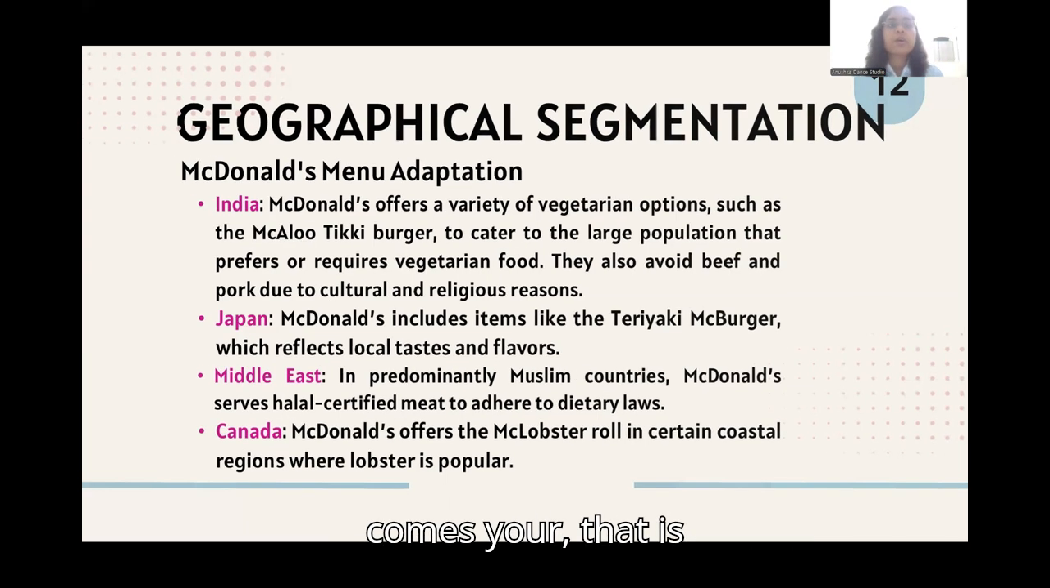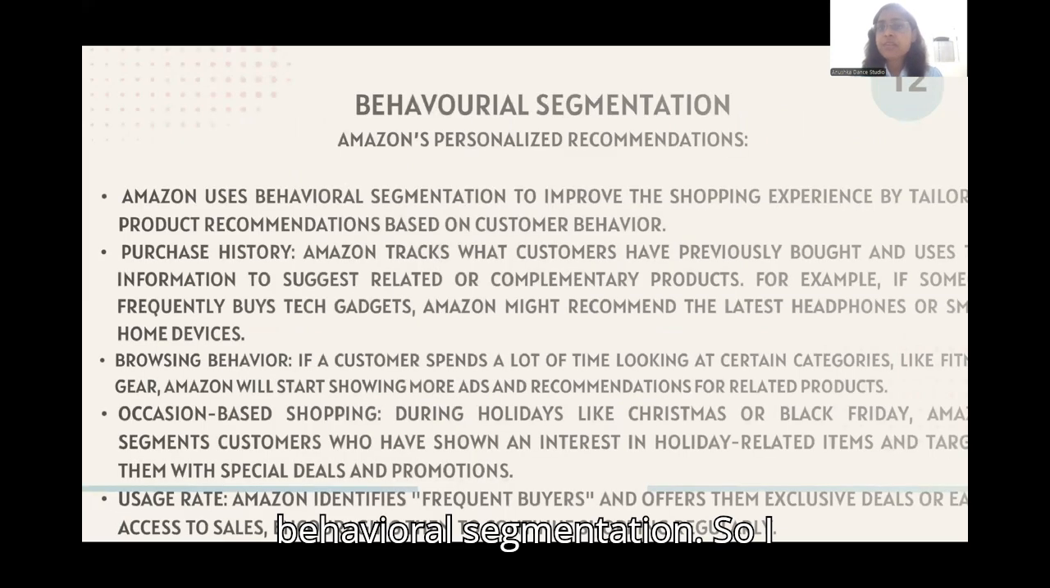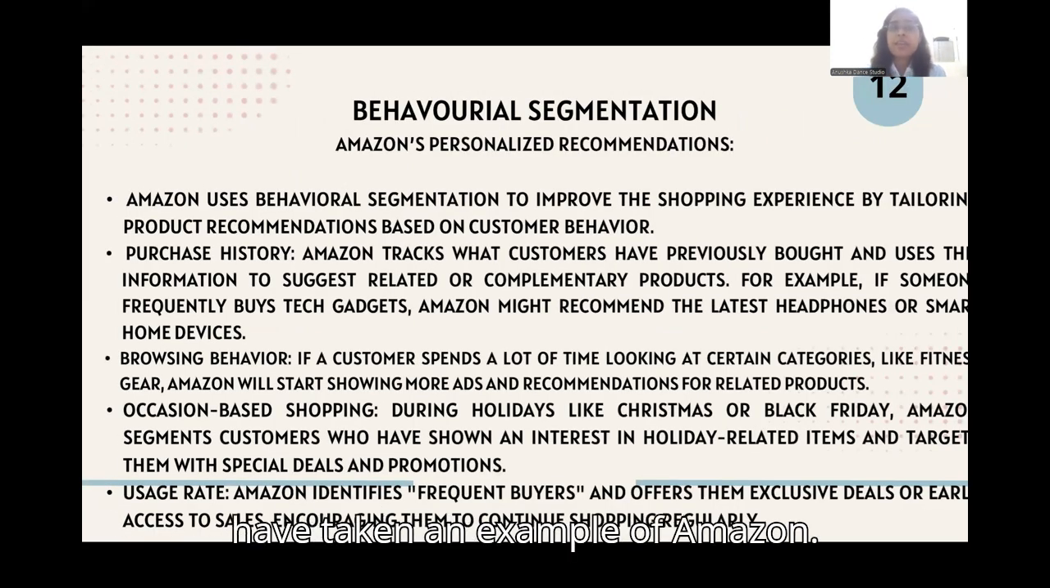The next is behavioral segmentation. I have taken an example of Amazon. Behavioral means that the marketer observes the behavior of the customer or the consumer. So what is the meaning of the behavior of the customer? Suppose Amazon. Now, in Amazon, the marketer can see or observe the purchase history. The marketer can see that a particular customer, if he is doing any frequent purchase, what he or she is purchasing.